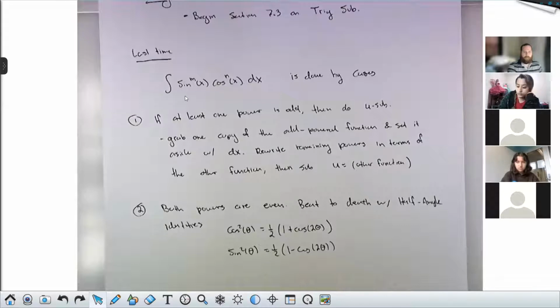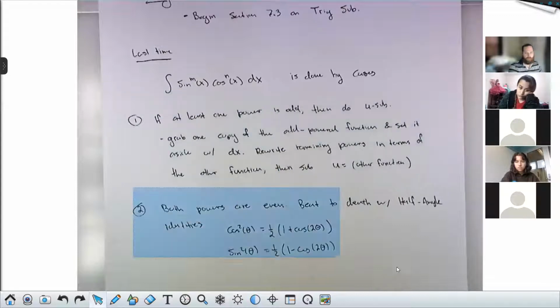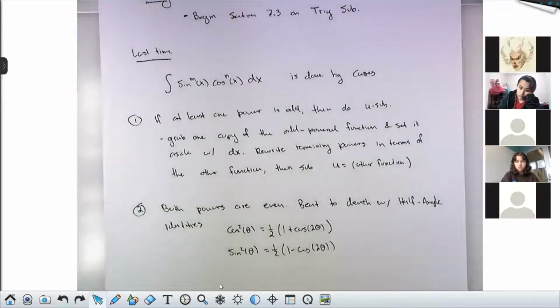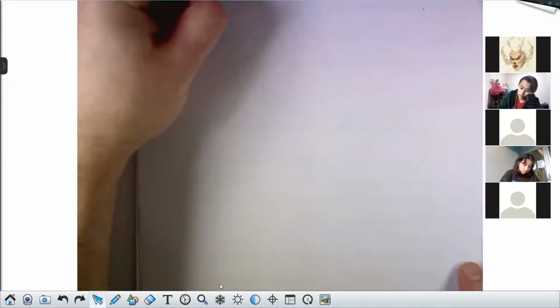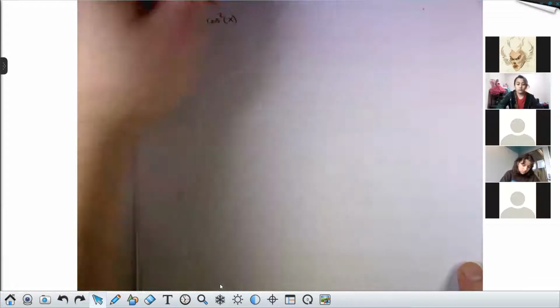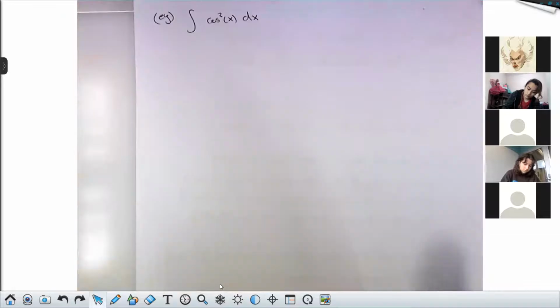And let's not waste time. We saw examples of case 1 yesterday. Let me just begin with case 2 stuff. All right. So let's evaluate the integral of cos squared x. Let's just do cos squared x on its own.